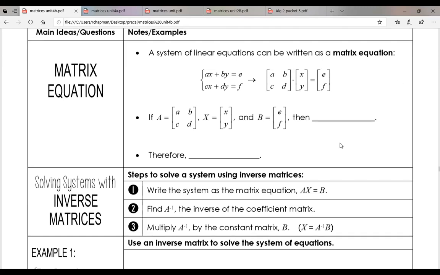All right, so I know there are 3x3 examples on this document, but we're not going to do those. I am going to show you some other stuff that we're going to do with 3x3s, but it's just not going to be solving equations using matrices.